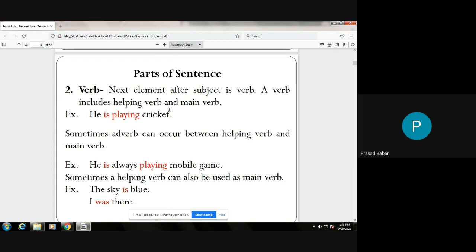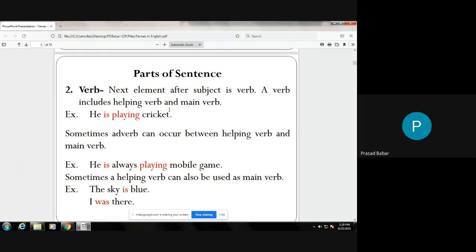He is playing cricket. He is playing cricket. So in this example, is playing is called the verb in this sentence. He is the subject, is playing is the verb, and cricket is the object. What is he playing? Cricket.